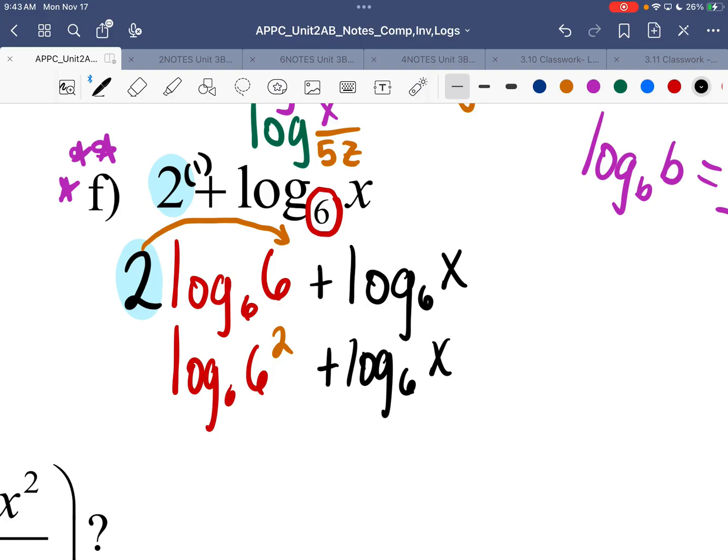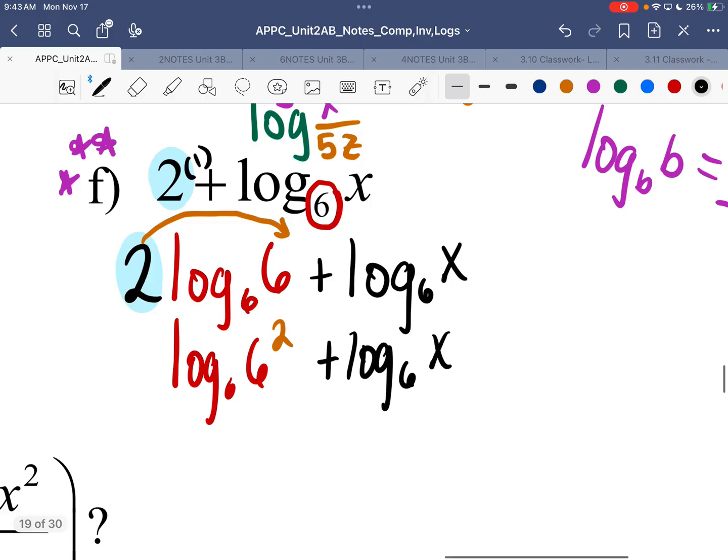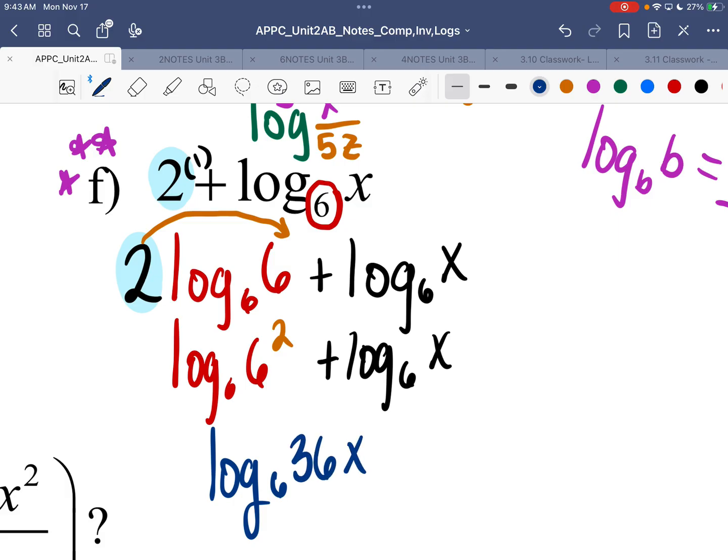Are they ready to condense now? Was that yes with a yawn? Okay. And the 6 squared, let's rewrite that as 36 times x.